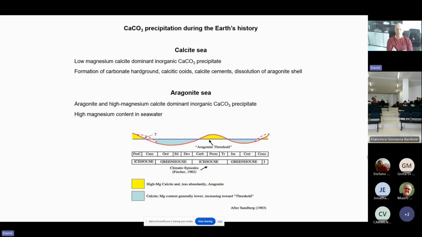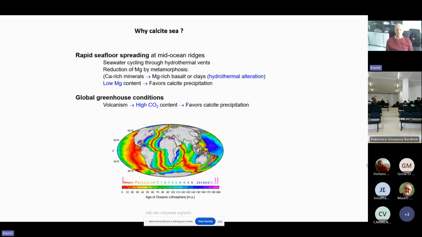On the other hand, the aragonitic sea, which is actually the modern sea, is characterized by high magnesium content in seawater. Now we are in this period, and only aragonite and high magnesium calcite can be the dominant inorganic calcium carbonate precipitate. The question is, why calcitic sea? Why was calcitic sea dominant during those periods?